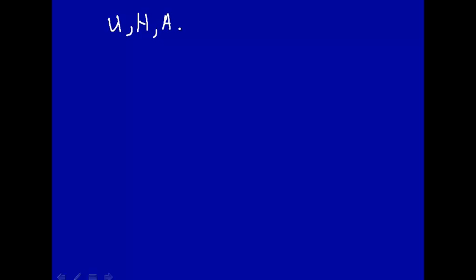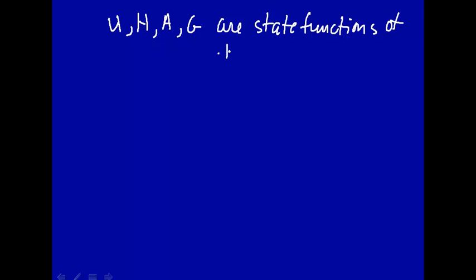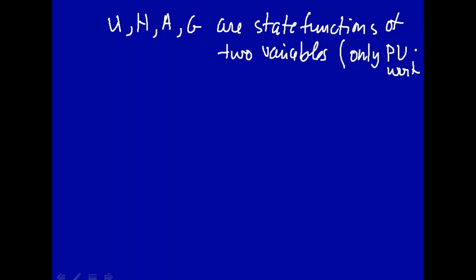All right. Now remember from last lecture, I hope I convinced you that the state functions U, H, internal energy, enthalpy, Helmholtz free energy, and Gibbs free energy are state functions of two variables. And again, we got that considering only PV work. So for that case, there are only two variables.